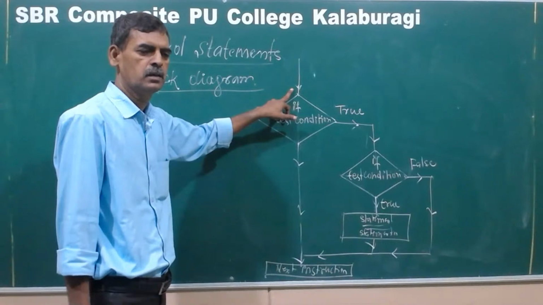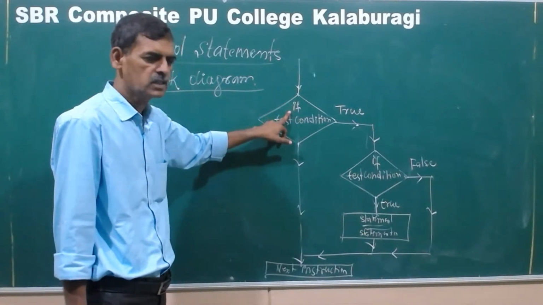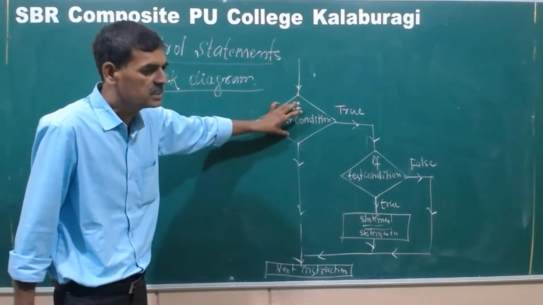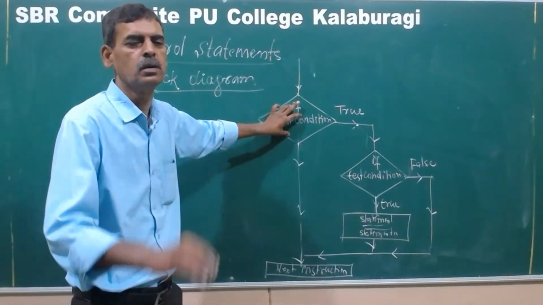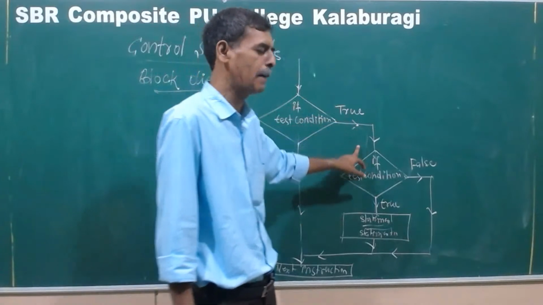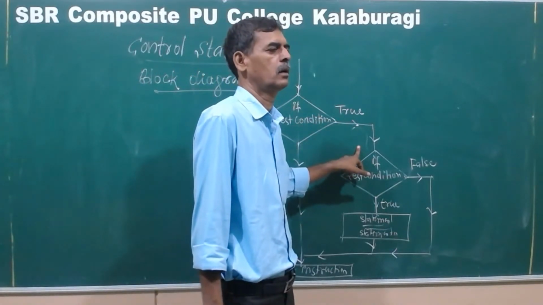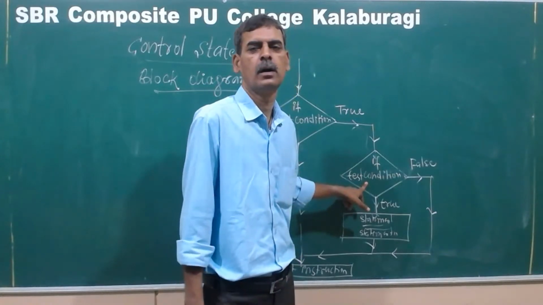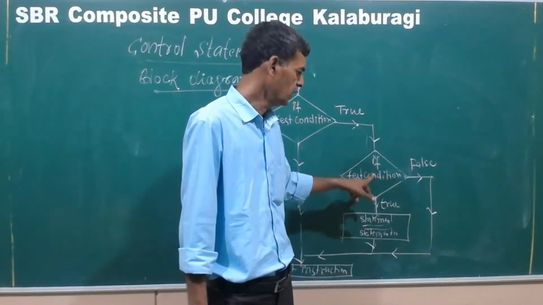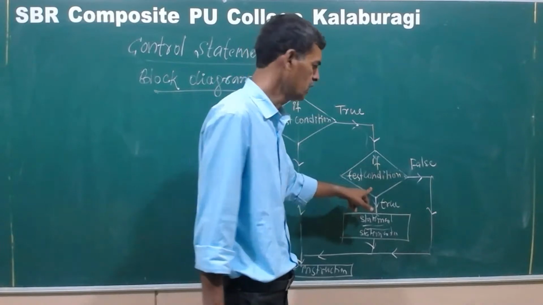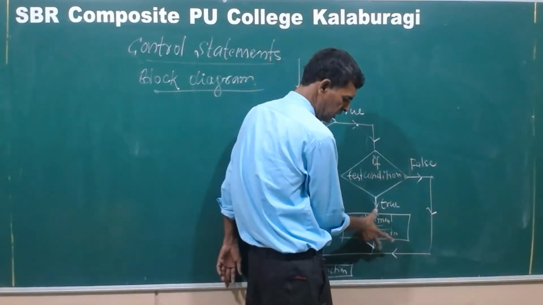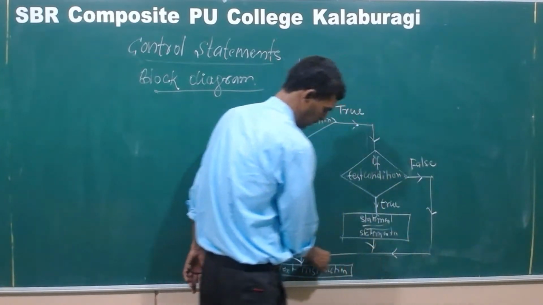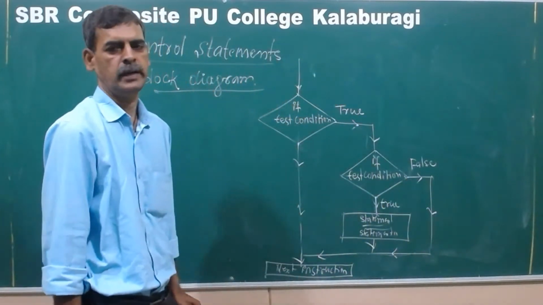Control comes here. It will check the test condition for the outer if block. If the test condition for the outer if block is true, it comes inside. It will check the test condition for the inner if block. If this test condition is false, control skips these statements. It neglects these statements. It goes to the next part. Right?